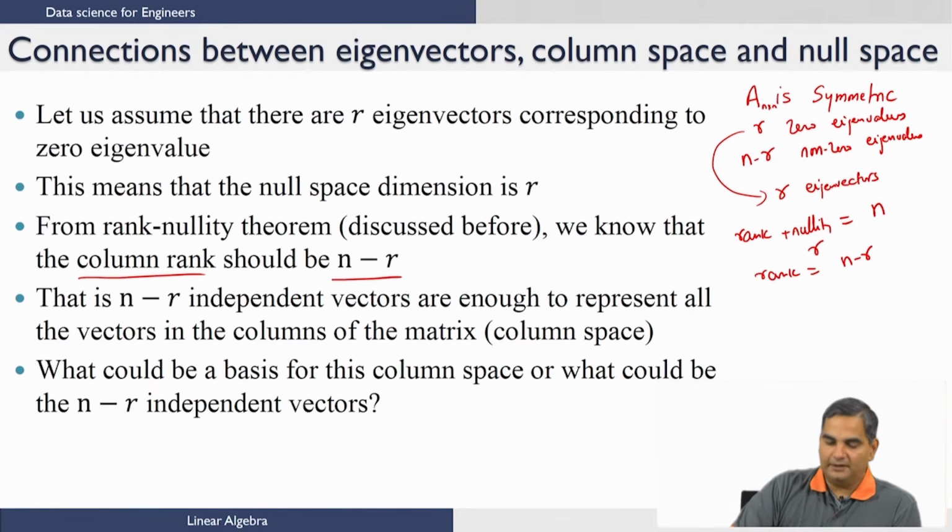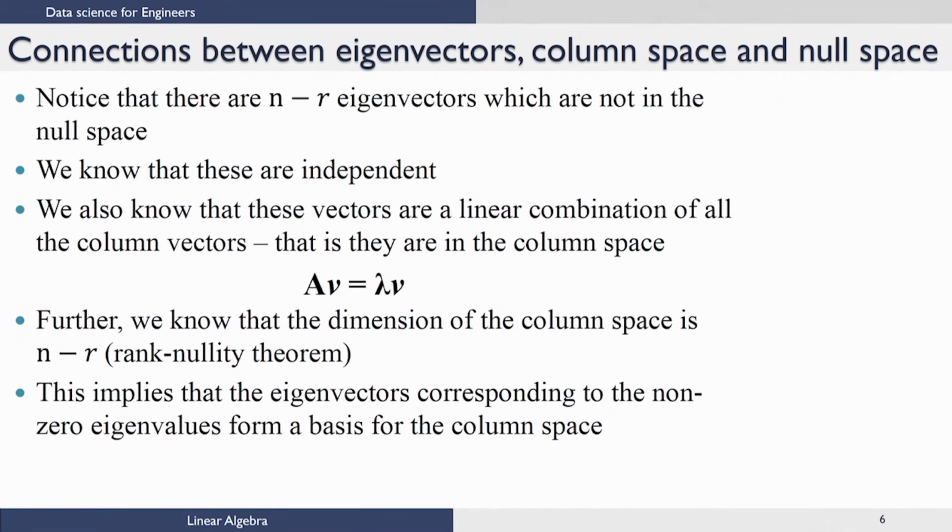This basically means that there are n minus R independent vectors in the columns of the matrix. So, one question that we might ask is the following: what could be a basis set for this column space, or what could be the n minus R independent vectors that we can use as the column subspace? There are a few things that we can notice based on what we have discussed till now.